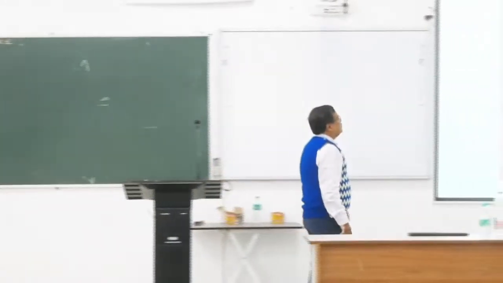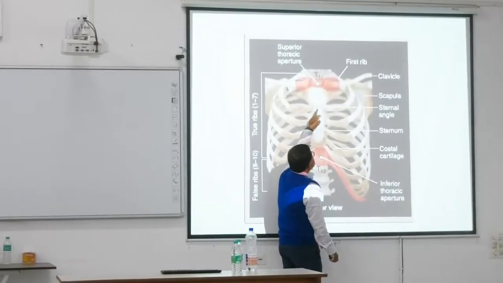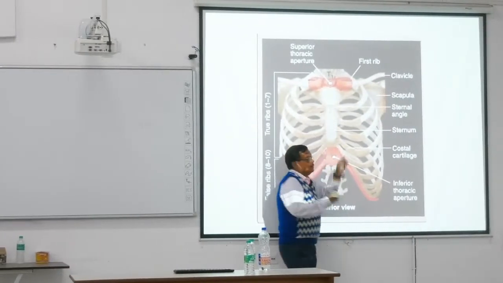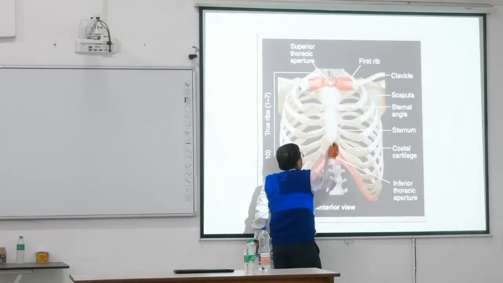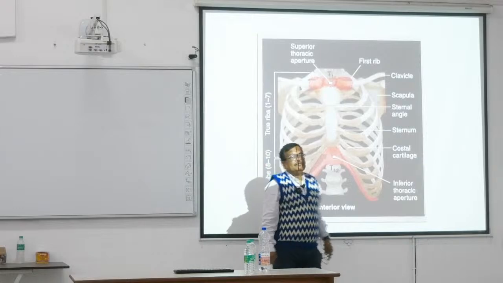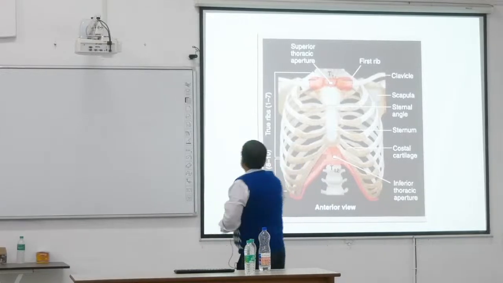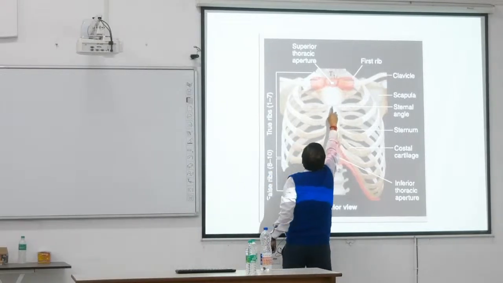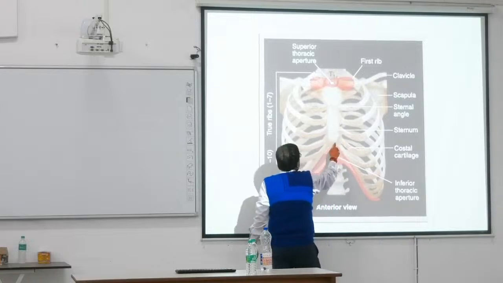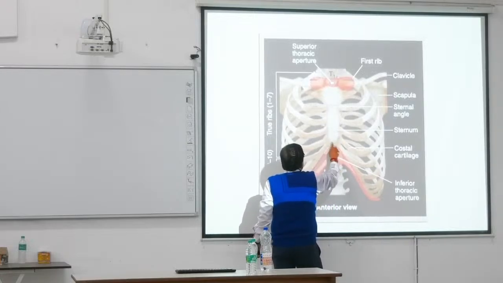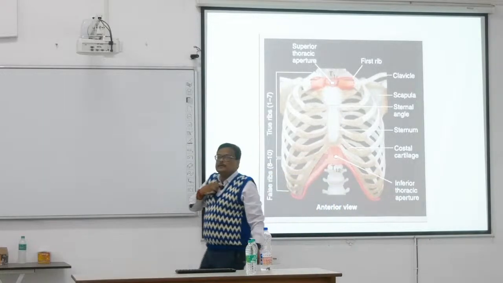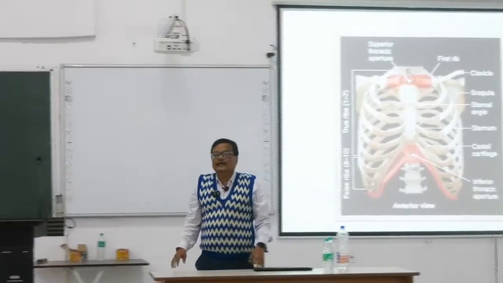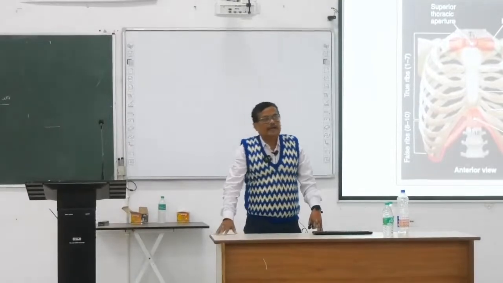Anteriorly, it is bounded by the sternum. The sternum has three parts: above, the manubrium sterni; this is the body; and the lower part is known as the xiphisternum. And it has joints: the manubriosternal joint and the xiphisternal joint. The manubriosternal joint is very prominent in males. We call it the sternal angle.